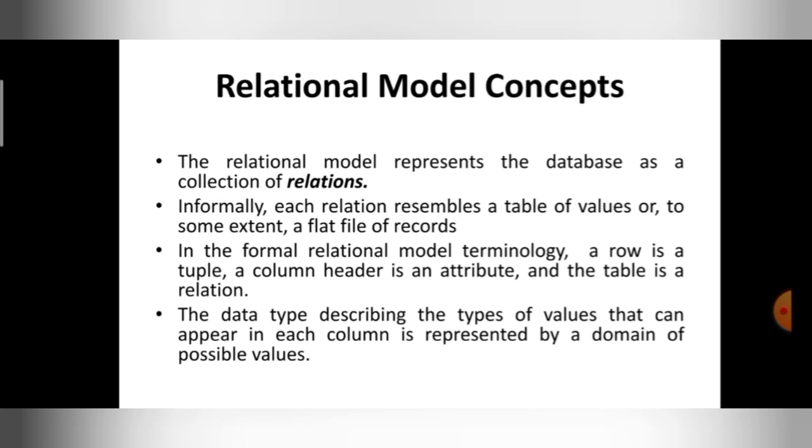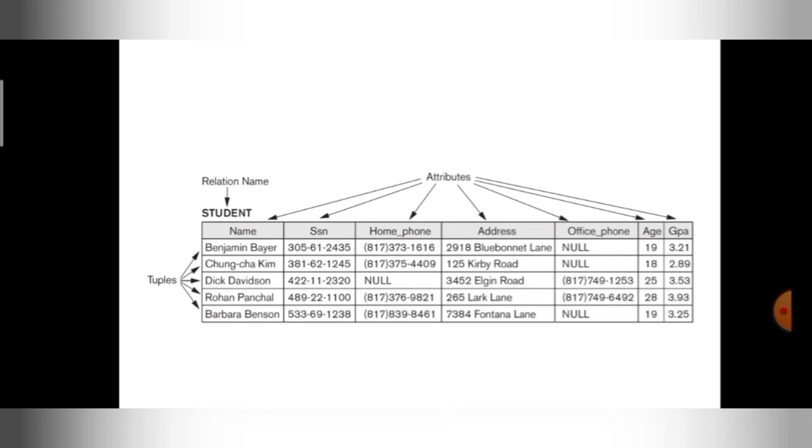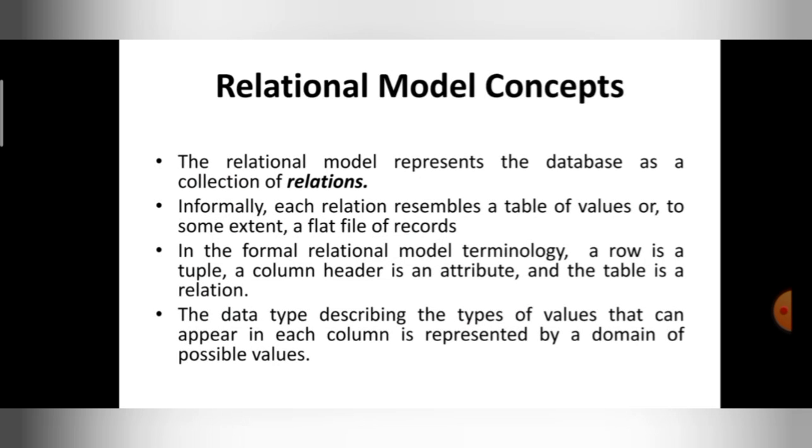A table contains records, which you can see there as tuples. A table contains a set of records or tuples. Each row represents a tuple or a record. Here how many rows are there? 5 rows. So 5 records, 5 student records you can see there. Each row can be called a tuple. A row is a tuple, a record. What is a column? A column is an attribute.